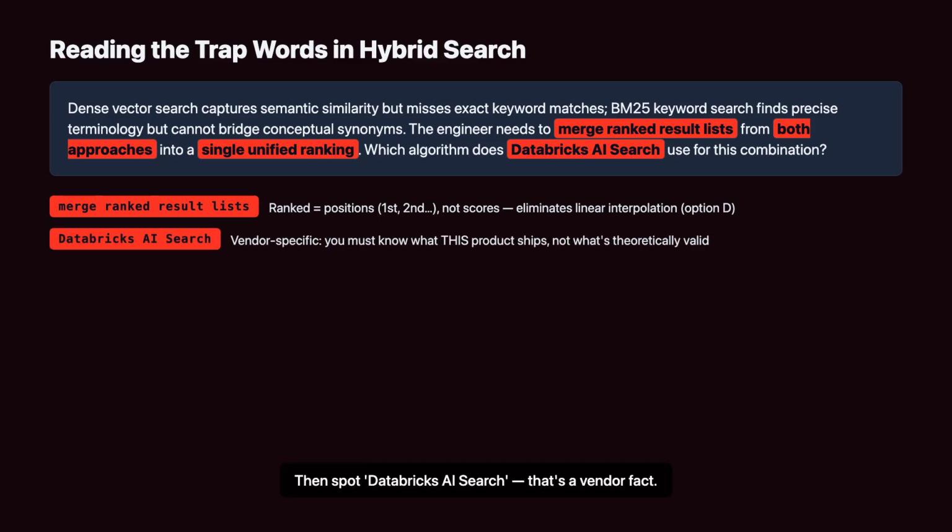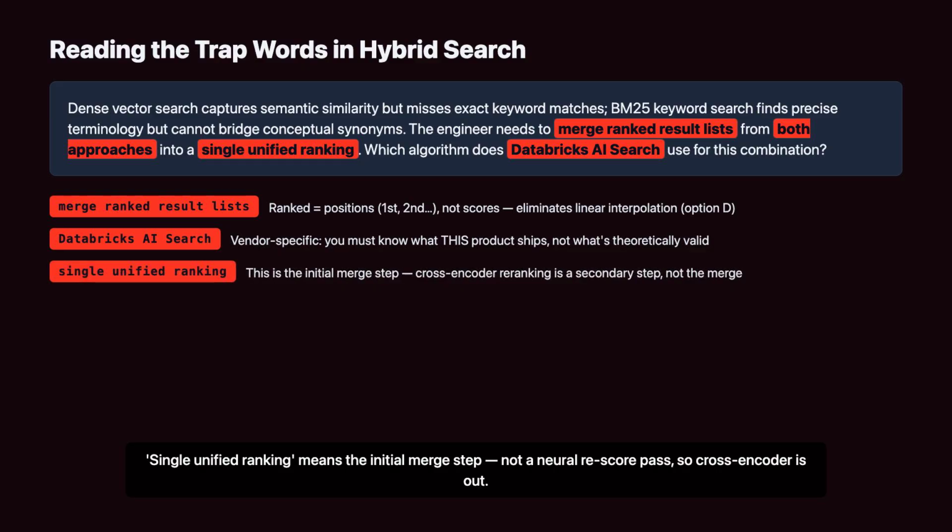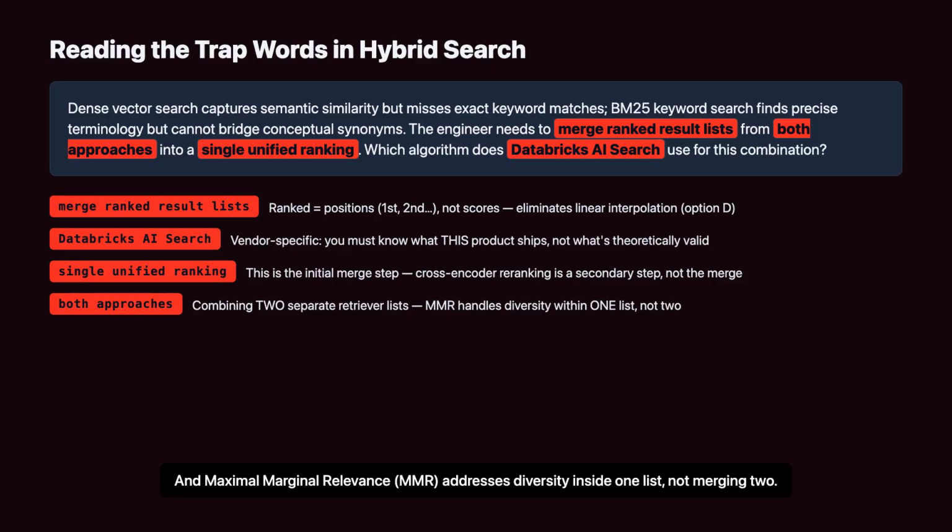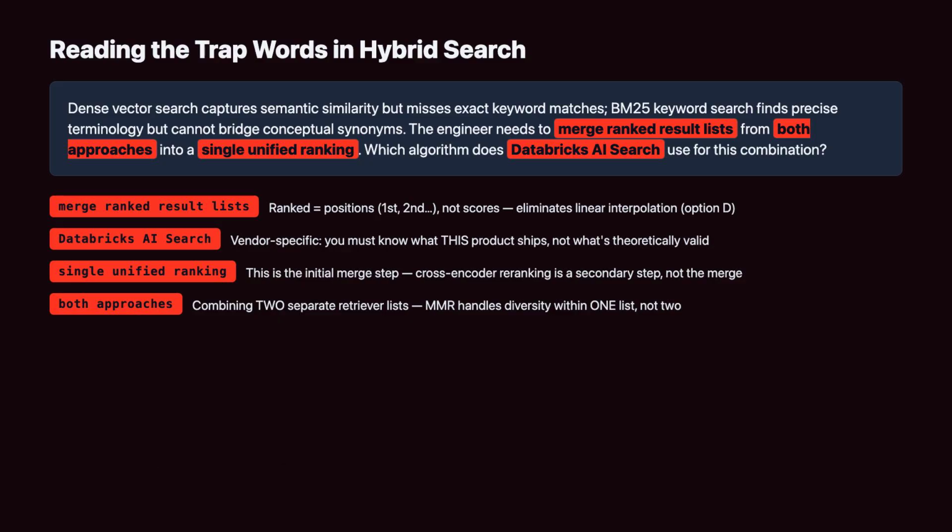Then spot Databricks AI Search, that's a vendor fact. All 4 options are real algorithms. Databricks ships exactly one. Reciprocal rank fusion, RRF, with RRF_param of 60. Single unified ranking means the initial merge step, not a neural rescore pass, so cross-encoder is out. And maximal marginal relevance, MMR, addresses diversity inside one list, not merging two. The question rewards the vendor default, not the theory.